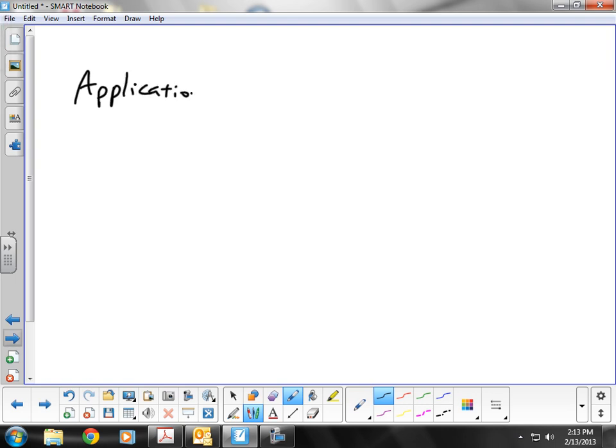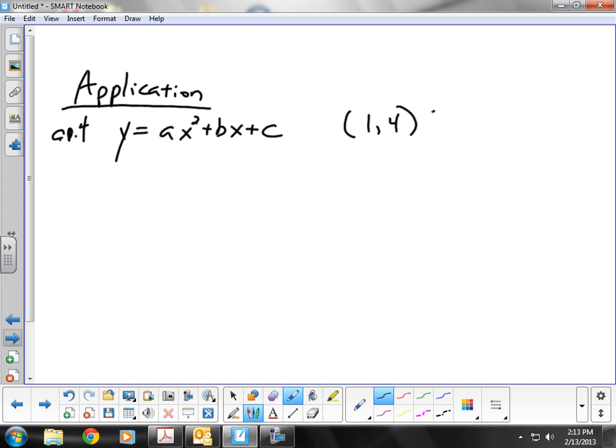There is an application, and it is checkpoint 4. It says find the quadratic function y is equal to ax squared plus bx plus c. Right, quadratic function. So I need to know what a, b, and c are. Quadratic function whose graph passes through these 3 points: 1, 4, 2, 1, and 3, 4. Now I want to know what quadratic function passes through those 3 points.